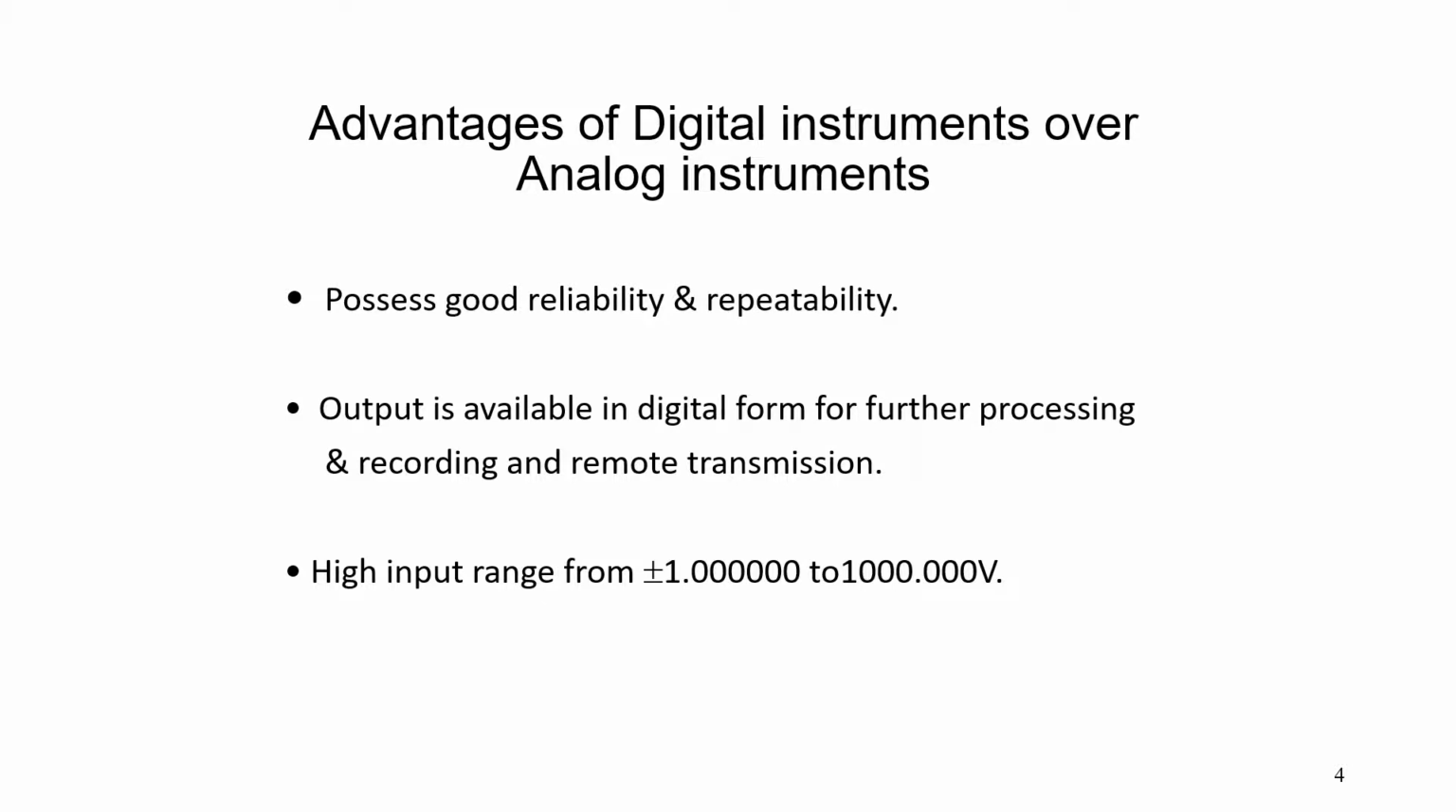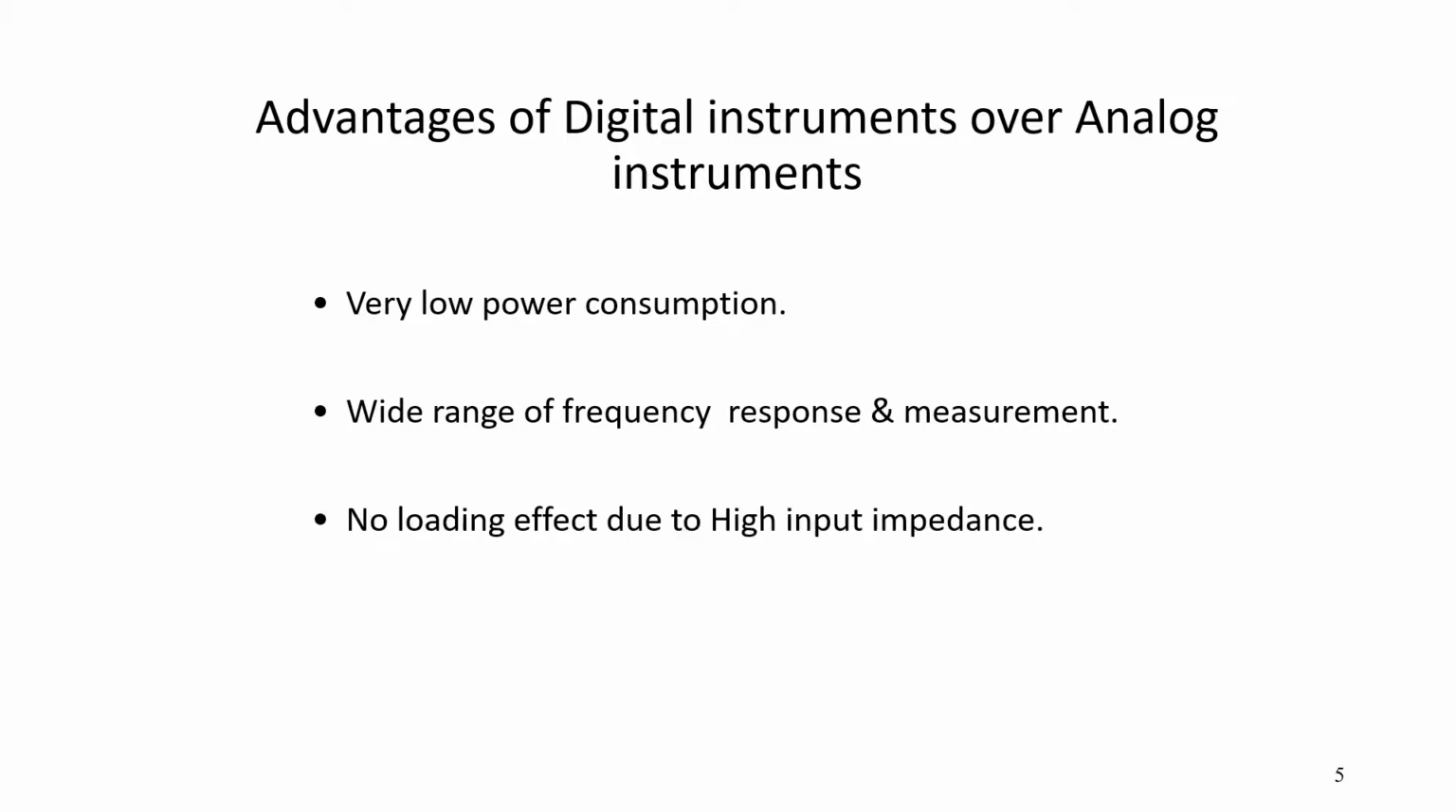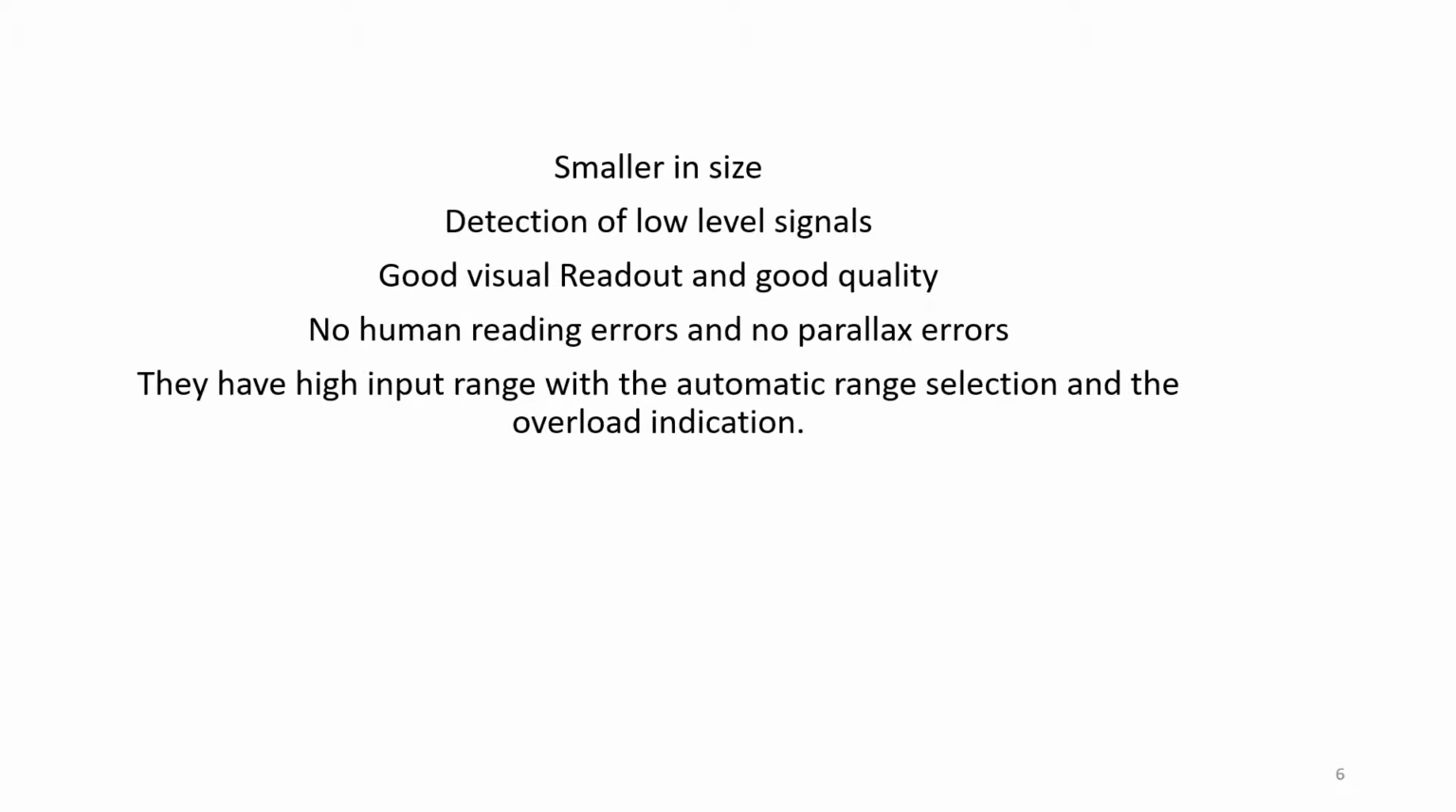It has a high input range from 1 volt to 1000 volts, very low power consumption, a wide range of frequency response and measurement, and no loading effect due to high input impedance. It has high sensitivity. It is small in size. The detection of low level signals is easy. Good visual readout and good quality. No human reading errors and no parallax errors.